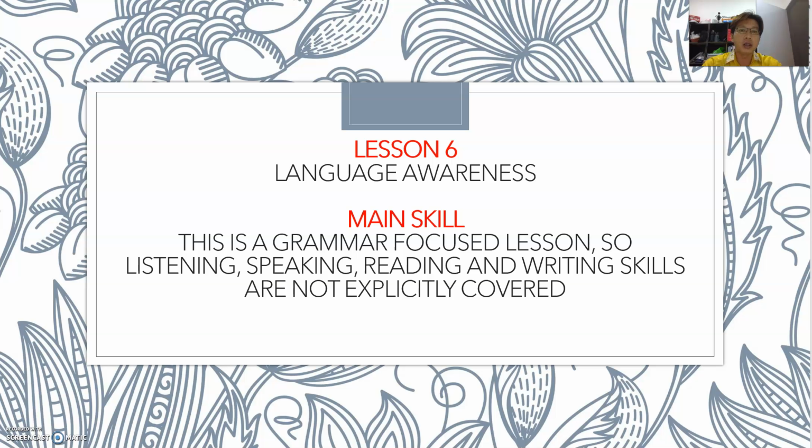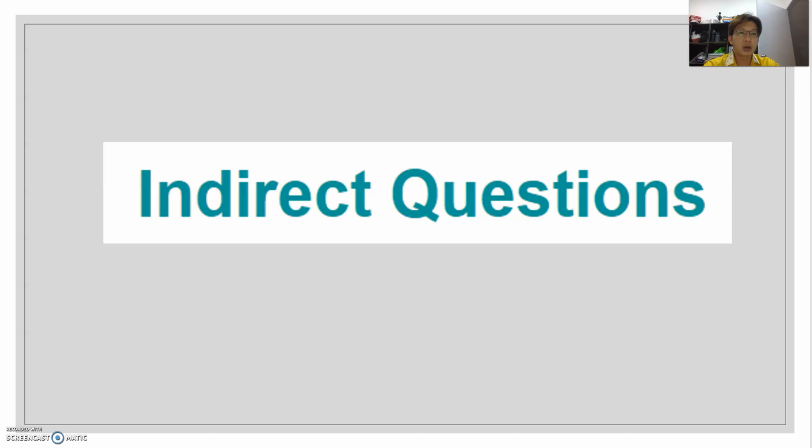So we meet again in our lessons, English lesson 6, language awareness. Okay, our main skill today is a grammar focus lesson. So listening, speaking, reading, and writing skills are not explicitly covered. So our focus today is indirect question. Okay, indirect question. Normally we use direct question to ask question. So today we will learn what is indirect question.